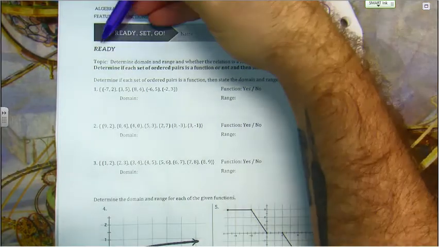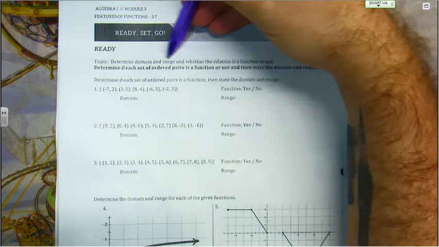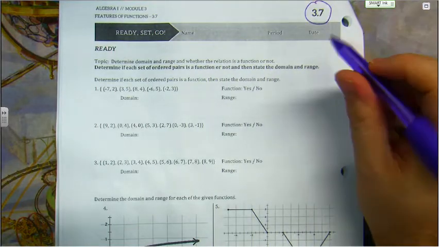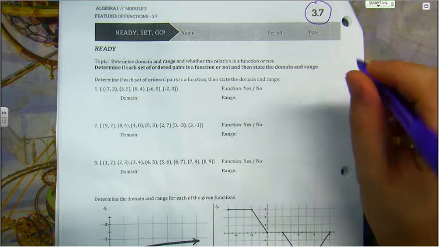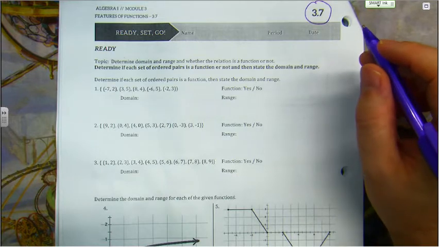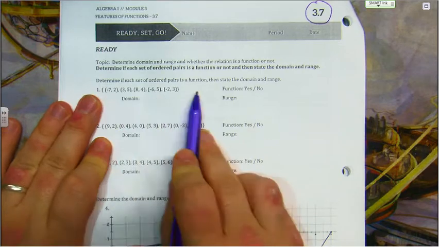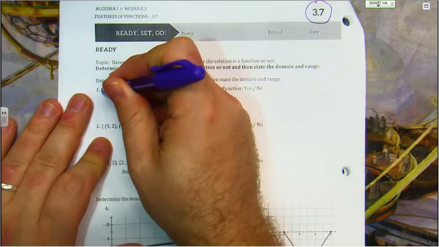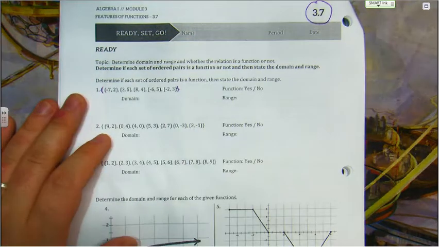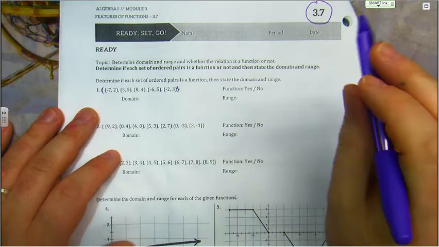The very first section in the Ready says determine the domain and range and whether the relation is a function or not. Determine if each set of ordered pairs is a function or not, and then state the domain and range. So to do this, we're given a set of numbers, and we have little squiggly brackets here, and that tells us that we have a set of points. So these are our set of points.